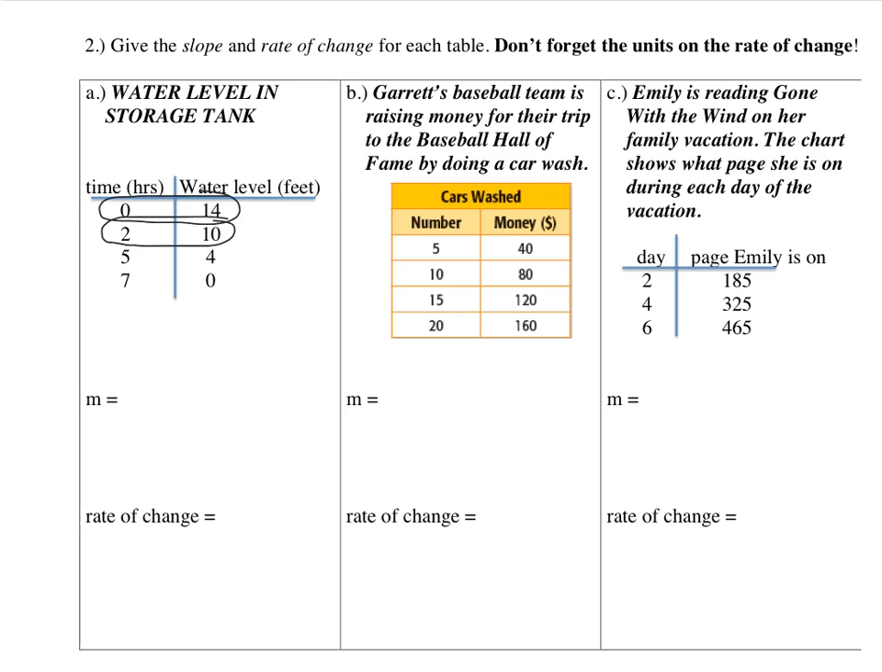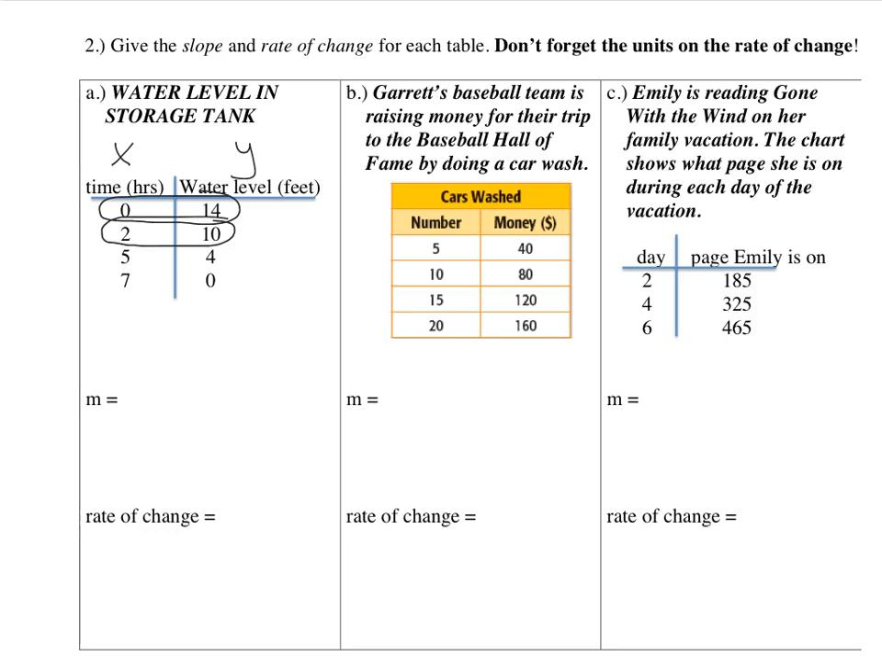So let's just subtract my y values. So in a table, this is going to be x, this is going to be y. And if you're uncertain, think about independent and dependent variables, right? So if this is water level in a storage tank, as time goes by, the water level is going to decrease. So time is independent and water level is dependent, okay? But usually when you're given a chart, the first one is x and the second one is y.